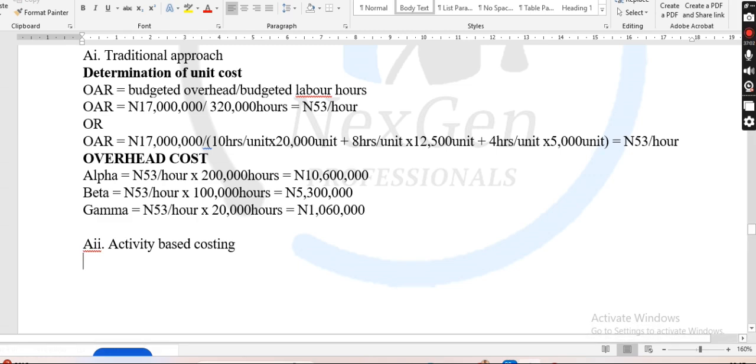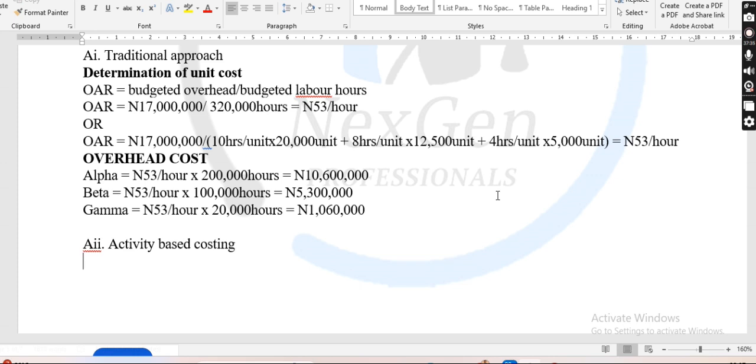That is, you want to know the overhead cost that you will charge to a particular production unit. Don't forget that, in the same way the traditional method did its own, activity-based costing, after getting the OAR, will now allocate the cost to each of the cost drivers. A cost driver is what will make your level of activities, what will make your overhead cost change.